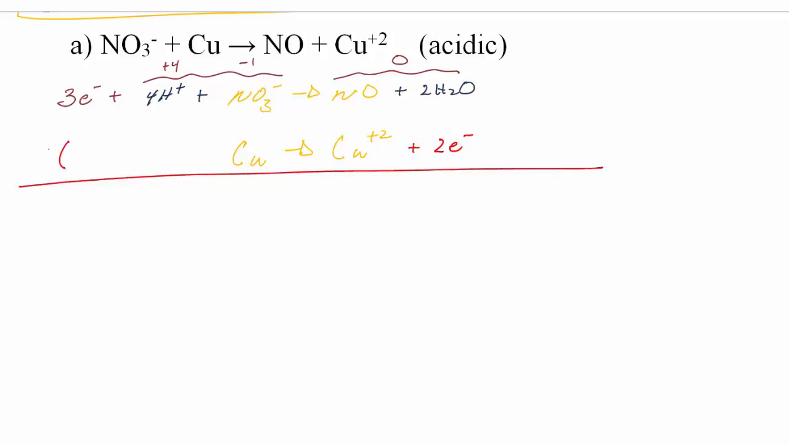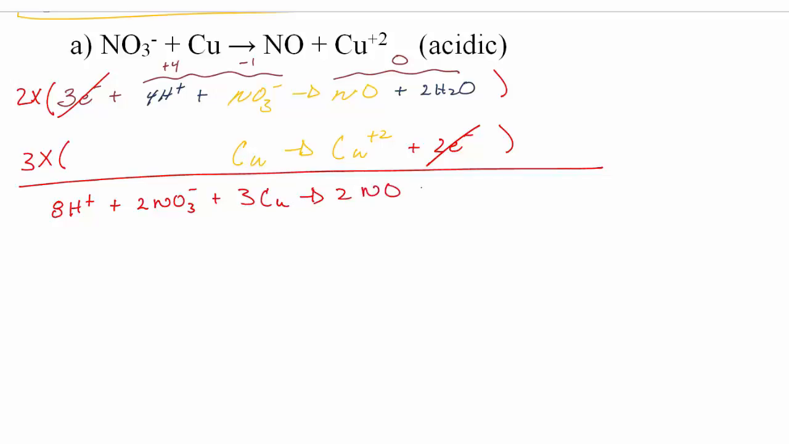Add them up. It's like I have to do the times 3 on the bottom, times 2 on the top. So my electrons will cancel. I'll end up with 8 hydrogen ions and 2 nitrates plus 3 copper produces 2 nitrogen oxide, 4 moles of water, and 3 moles of copper 2.